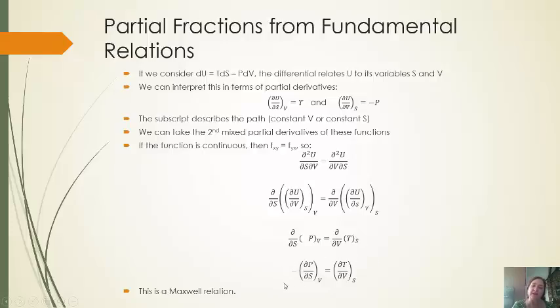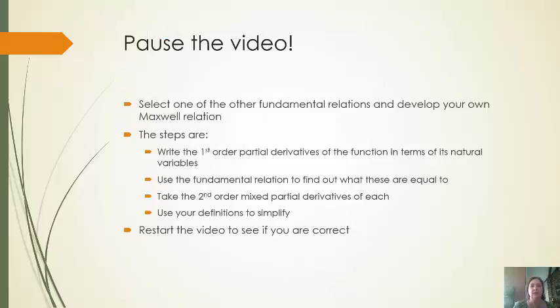And so if I look at this right here, it came from S and V. It came from the function that had S and V as the natural variables, U. And these are the second order mixed partial derivatives. So now you need to make yourself do this, okay? So just select one of the other fundamental relations. So maybe you want to choose H or any of them. And you develop your own Maxwell relation.